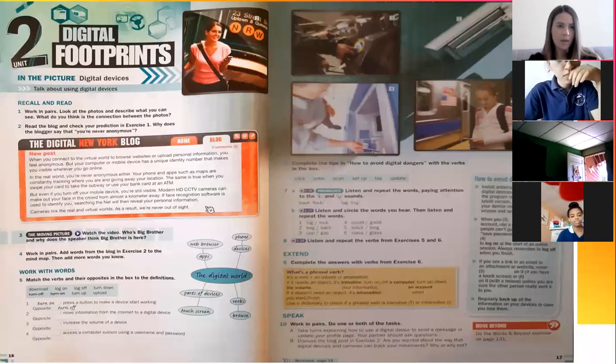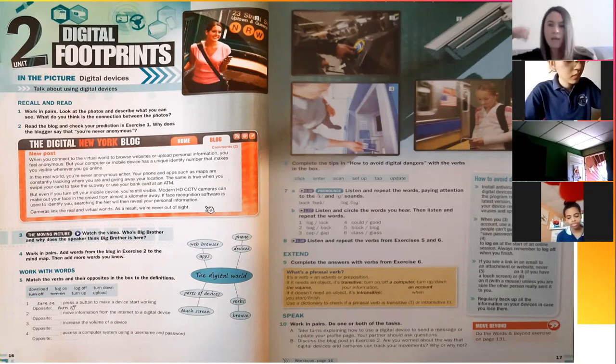Okay, good. And what do you think is the connection between the photos? For example, if I ask you where do you think the pictures were taken? ¿Dónde creen que tomaron esas? Talking about a USA city. For example, maybe the photos were all taken in New York City and show different ways in which our location can be tracked.